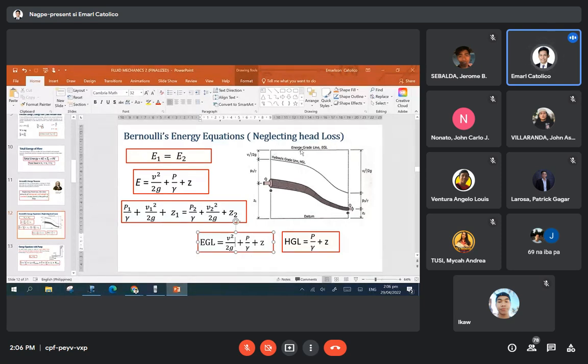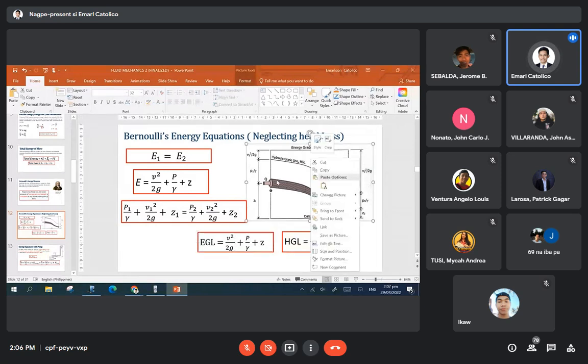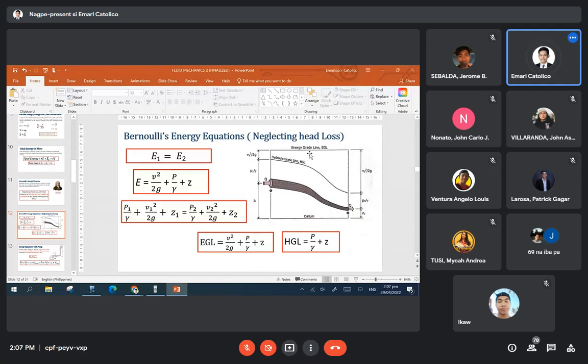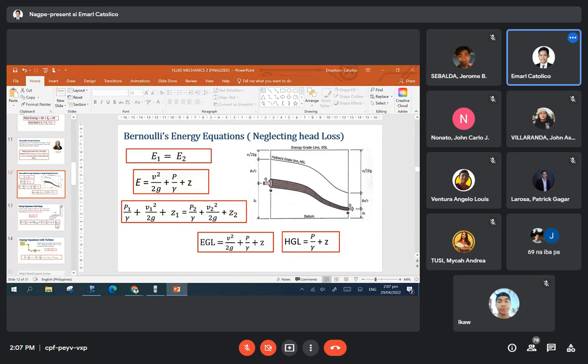Ito siya, no? Yung pa-horizontal line. Kita nyo? Yung EGL. So pag tinanong sa problem, what is the energy grade line? Ang formula natin is v squared over 2g plus p over gamma plus z. Pag tinanong yung hydraulic grade line, ito yung pa-curve, no? Ito sa ating diagram. Hydraulic grade line is equal to p over gamma plus z. So nawala yung velocity, so hindi mo kinonsider. Okay? So yun lang naman yung kaibahan ng dalawa. Energy grade line, consider mo yung velocity head. Kapag hydraulic, walang velocity.